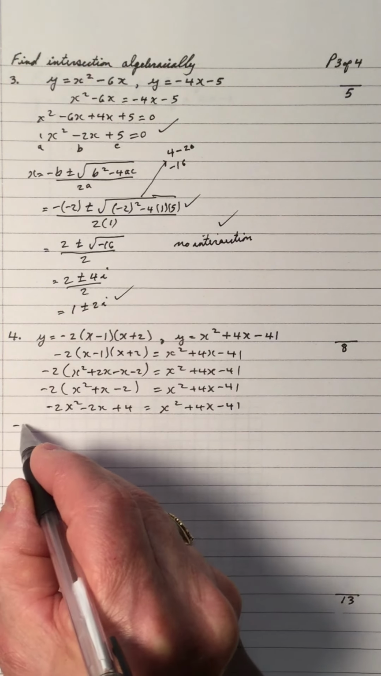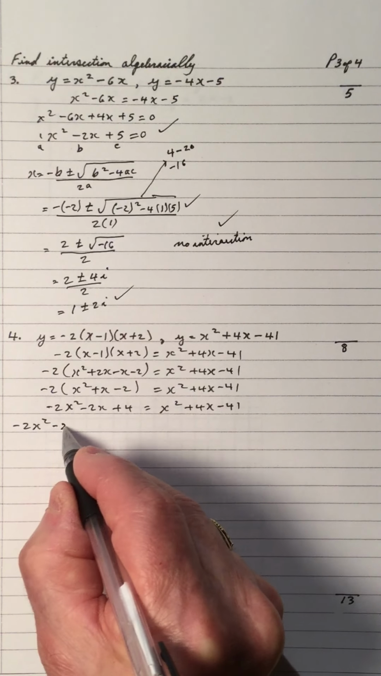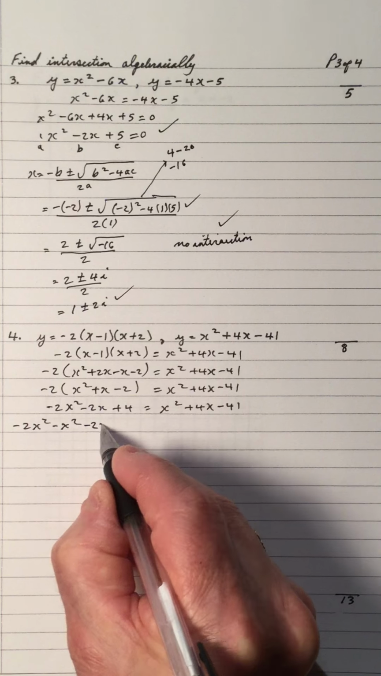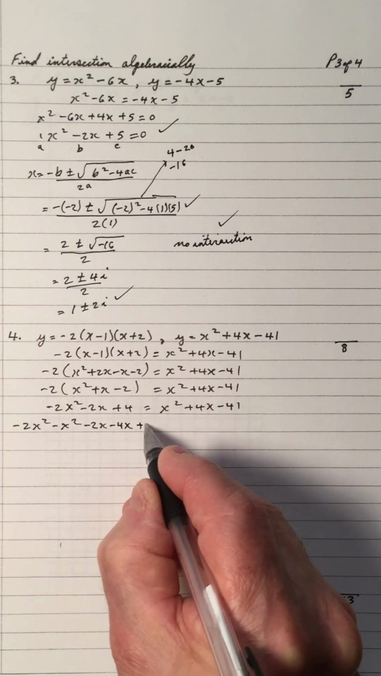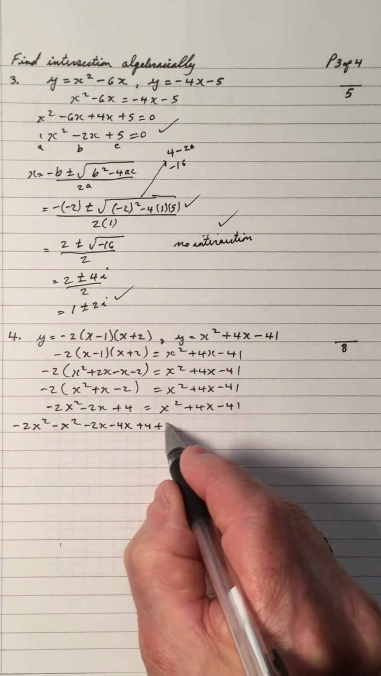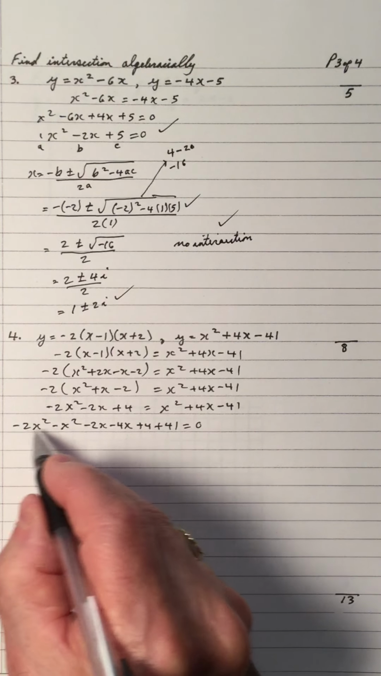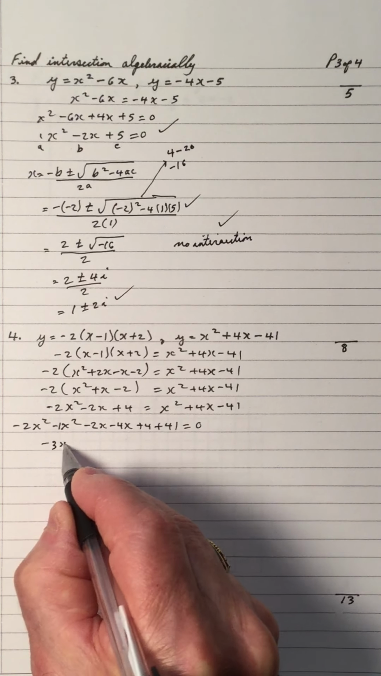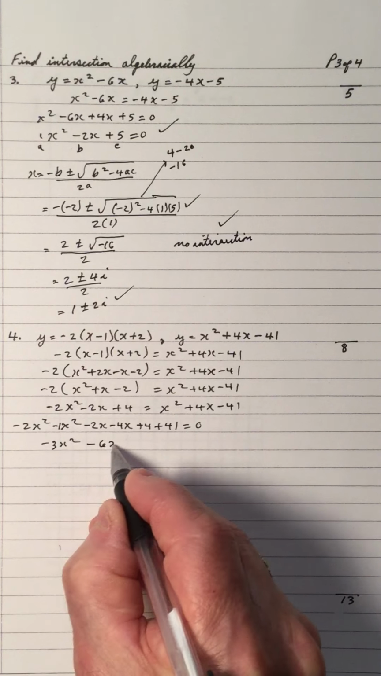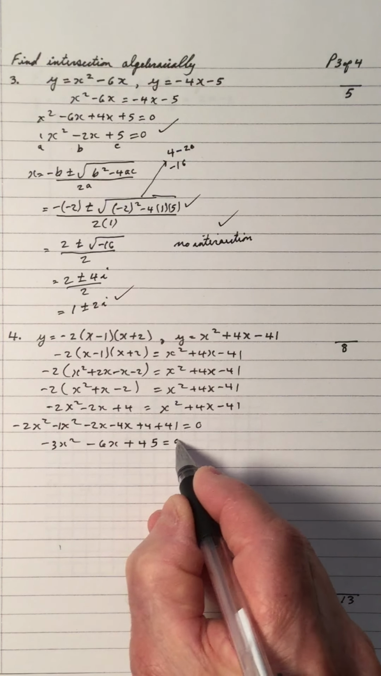So now I transpose. -2x squared becomes a minus. -2x becomes a minus, plus 4 becomes a minus 4. Simplify. -2, -1 is, remember that's a -1, so it's a -3x squared minus 6x plus 45 equals 0.